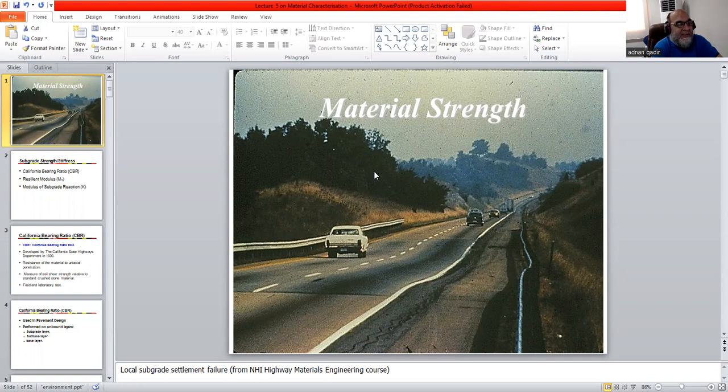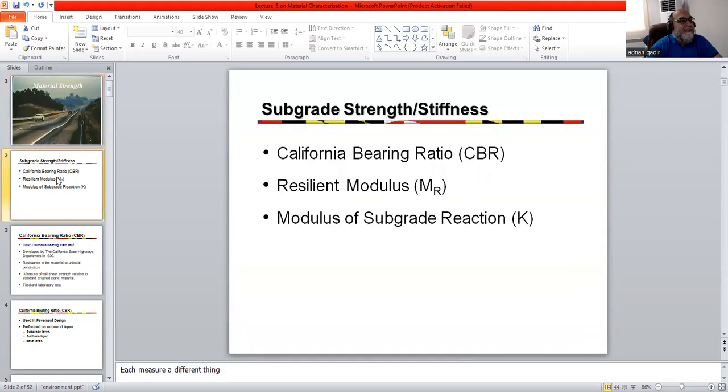In today's lecture, we will discuss some of this property that is very intrinsic to the pavement design. The property of the subgrade strength decides the final outcome of your pavement thickness. Subgrade strength can be measured in terms of three areas: the California bearing ratio, the resilient modulus, and the modulus of subgrade reaction.